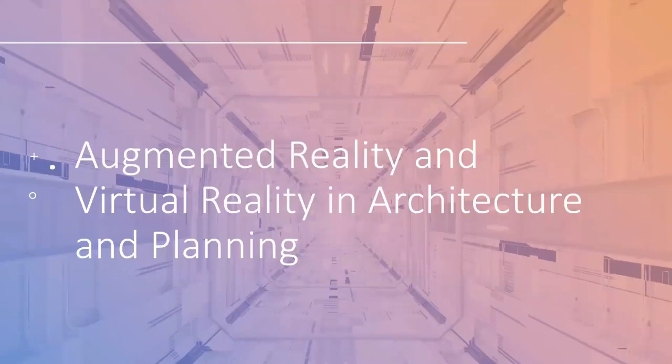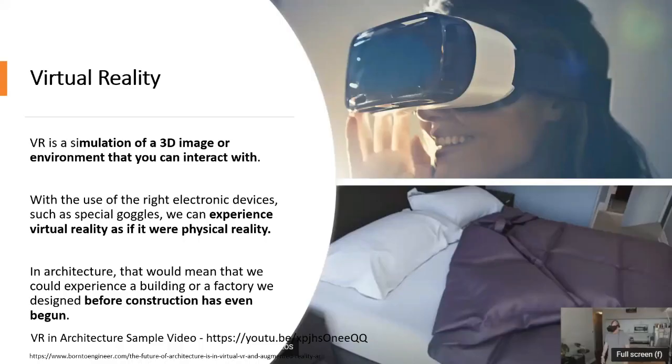Now coming to our last digital research method and tool, that is augmented reality and virtual reality in architecture and planning. First of all, what is virtual reality? VR is a simulation of a 3D image or environment that you can interact with. So here, if you see, the girl is wearing the goggles. To go into virtual reality, we need to use special goggles or electronic devices. Then we can experience virtual reality as if it were a physical reality.